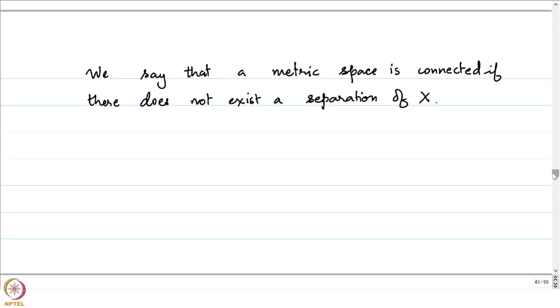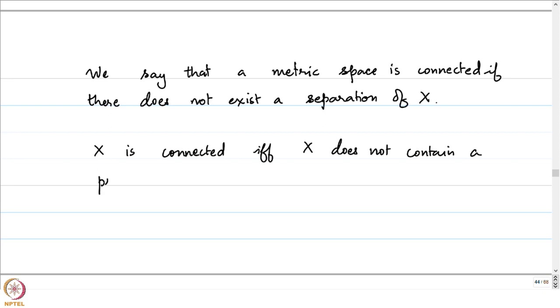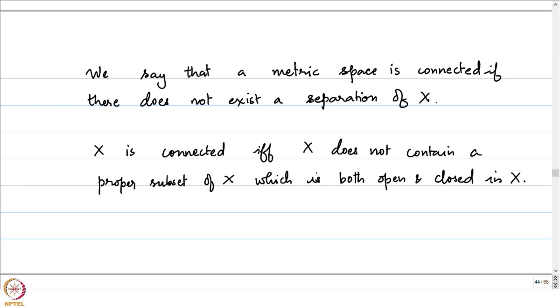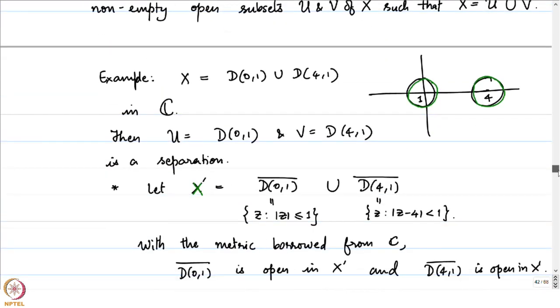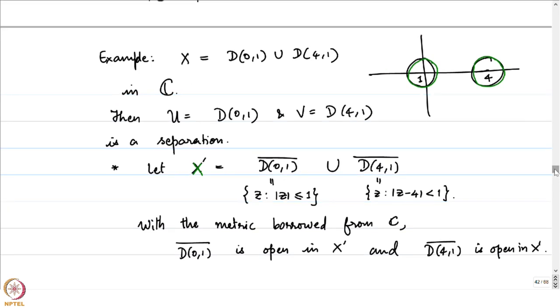There is an alternate way of saying this. Let me reformulate it. X is connected if and only if X does not contain a proper subset, proper meaning that it is non-empty and its complement is also non-empty, a proper subset of X which is both open and closed simultaneously in X. So that is why these two examples are good to highlight that.